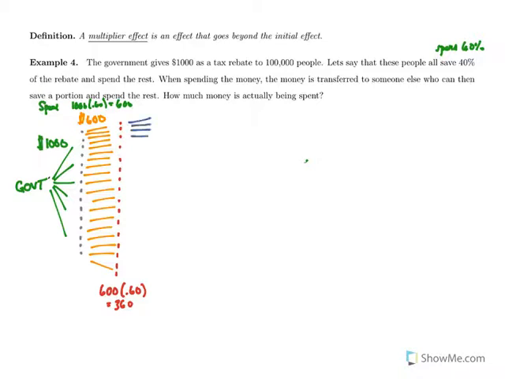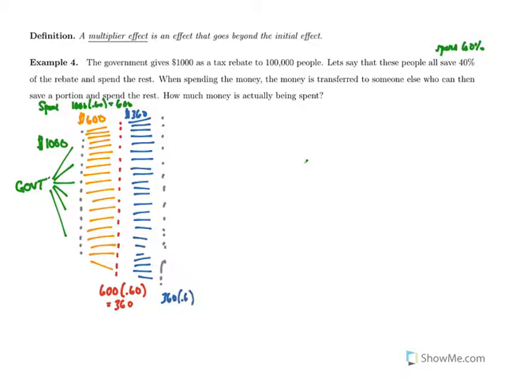So all these people are going to spend $360, which becomes money in other people's pockets. And it just keeps on continuing. That $360, people save 40% of it, they spend 60% of it, and this is going to give us $216, and again, this just repeats. So they all spend $216 and it just goes on forever.